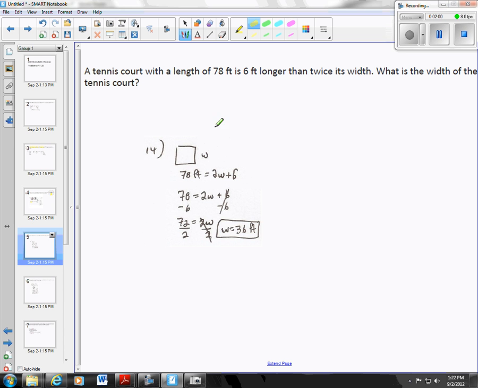All right, now this one, we have a tennis court with 78 feet as the length, and the length of 78 feet is 6 feet longer than twice its width. So this is 78, but we know it's 2 times the width plus 6. That's just a simple balancing equation problem. So you just set 78 equal to 2 times w plus 6, and then balance, subtract 6, then divide by 2. So that means the width would be 36.